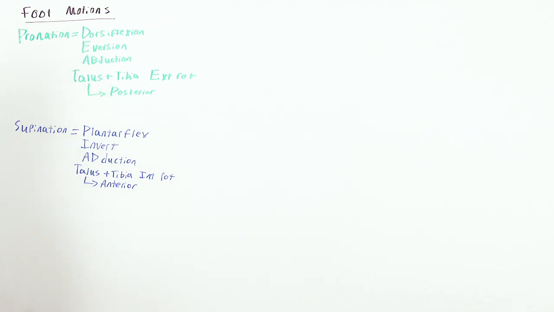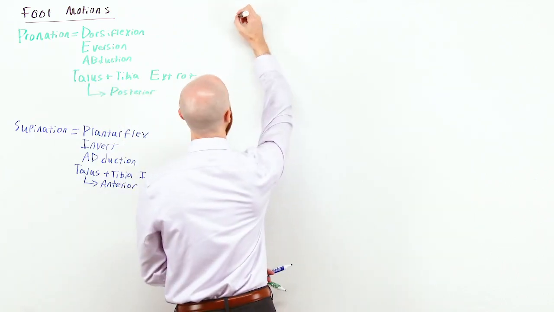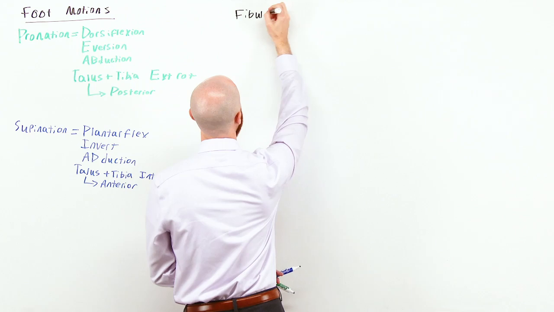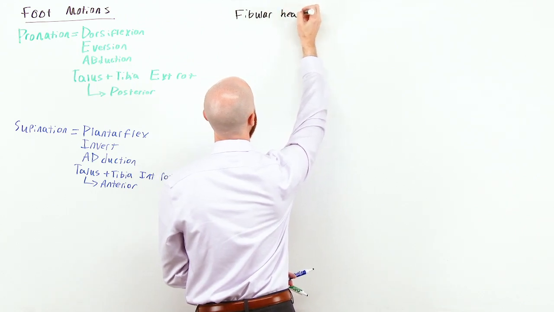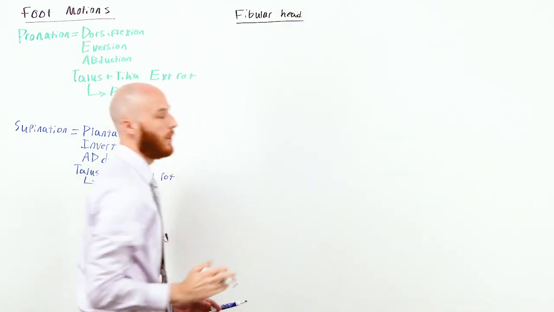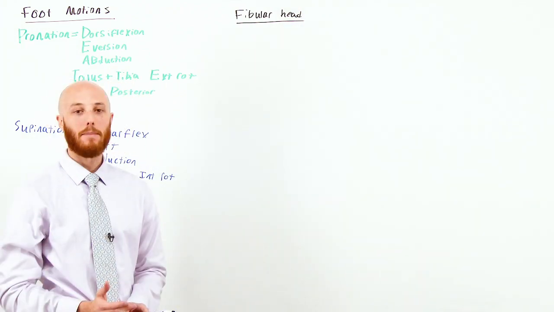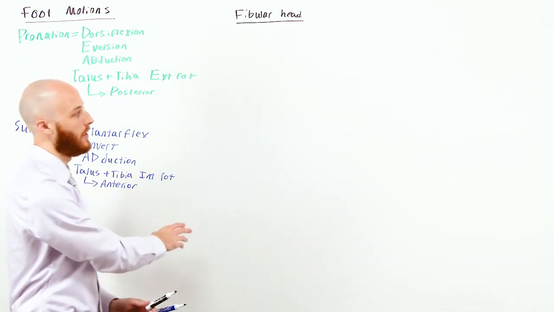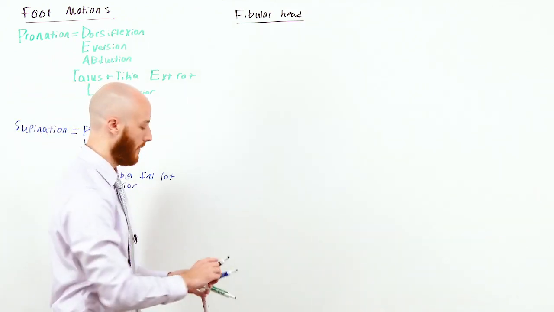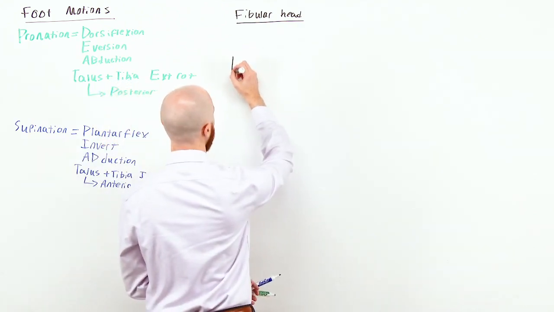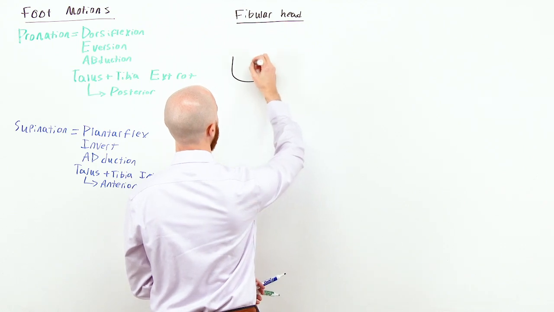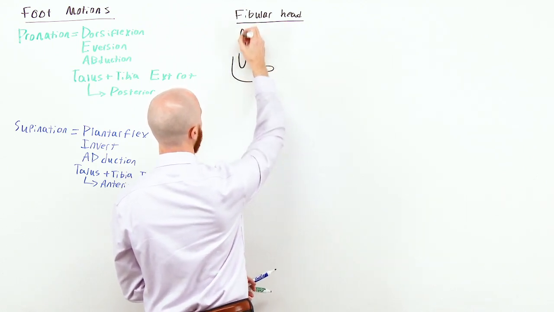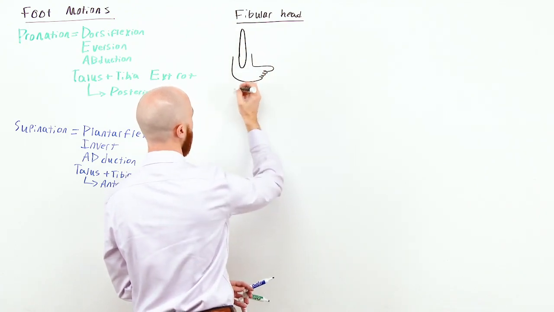So now that you understand the motions of the foot, we can now move into fibular head mechanics. Now the fibular head is going to be one of the main topics of this lecture. So you need to know the motions of the foot in order to understand the motions of the fibular head. So when you have your foot in neutral, the fibular head will also be in neutral. It'll be running parallel with the tibia.